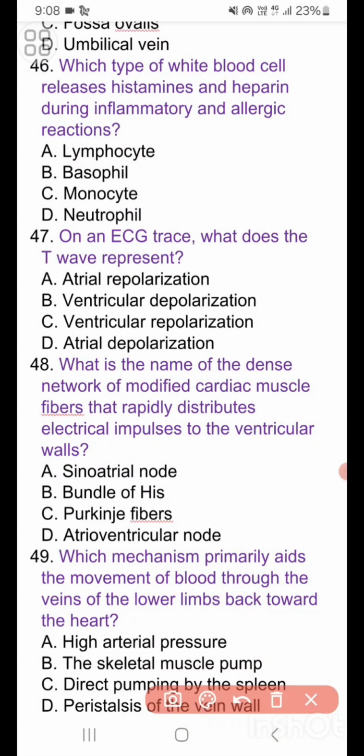Which type of WBCs release histamines and heparin during inflammatory and allergic reactions? Basophil. On an ECG trace, what does the T wave represent? Ventricular repolarization. What is the name of the dense network of modified cardiac muscle fibers that rapidly distributes electrical impulses to the ventricular wall? Purkinje fibers.